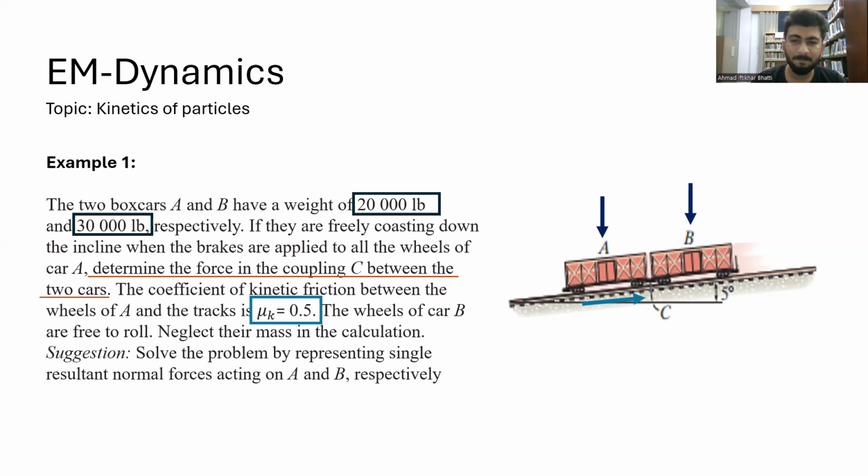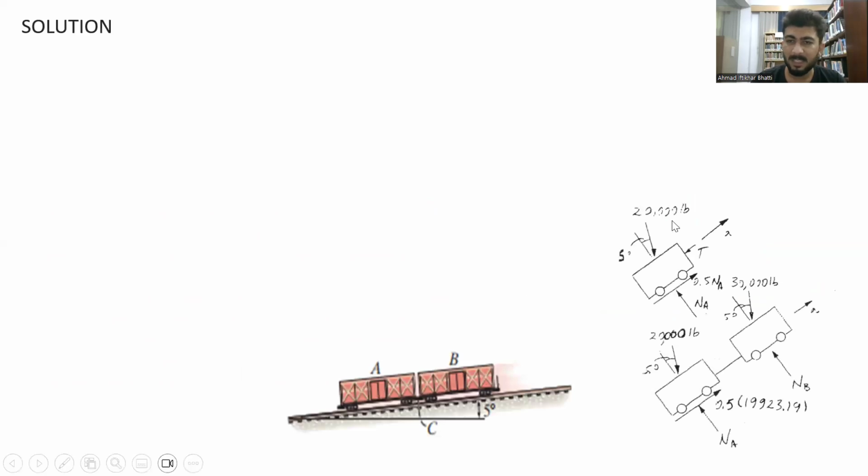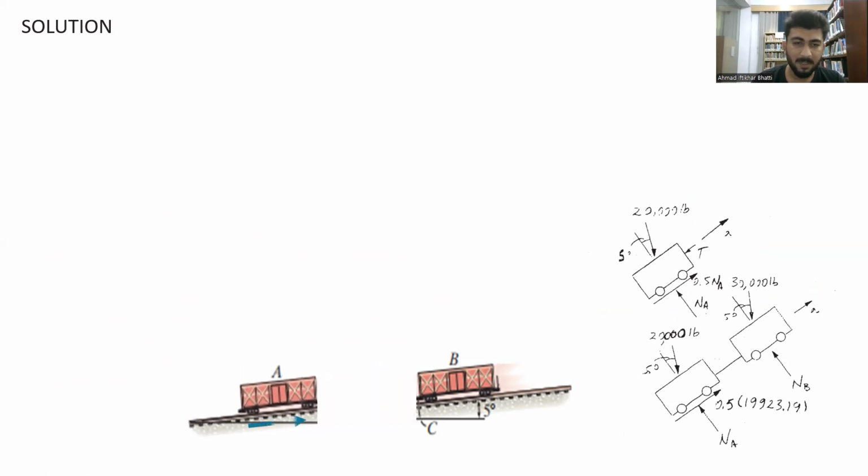are free to roll. So you see, this is the free body diagram of the car A, and this is the free body diagram of both the cars. And if we separate car A from the car B, so with the car A, we have a kinetic friction. And perpendicular to this, we have a normal force. We have the weight of the car A, and also we have tension force between these two cars. And in case of the angle, we can draw like this. So it is with the y-axis.